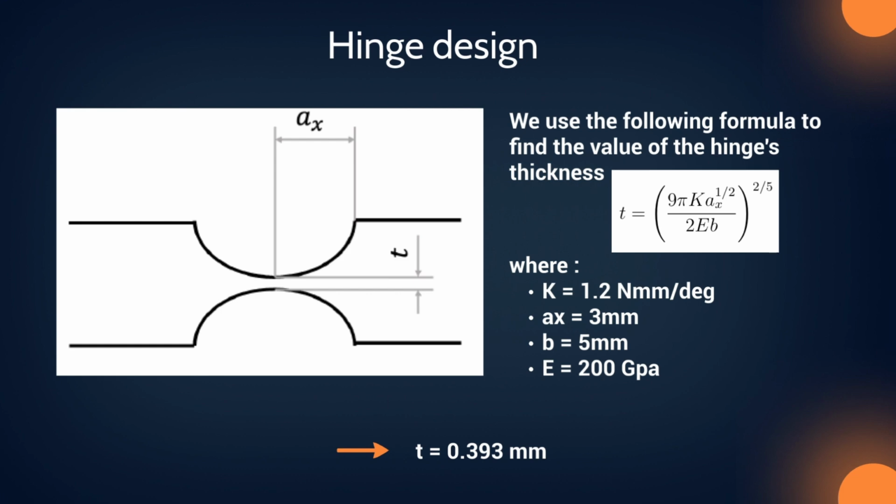To find T, it is assumed that X has a length of 3 mm. With the values reported here, we obtain a thickness of 0.393 mm.